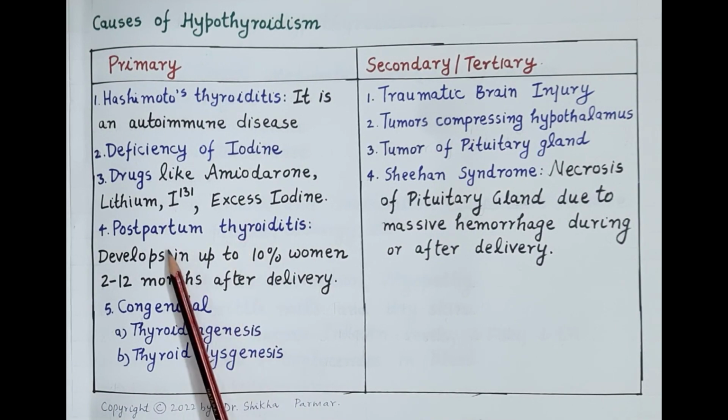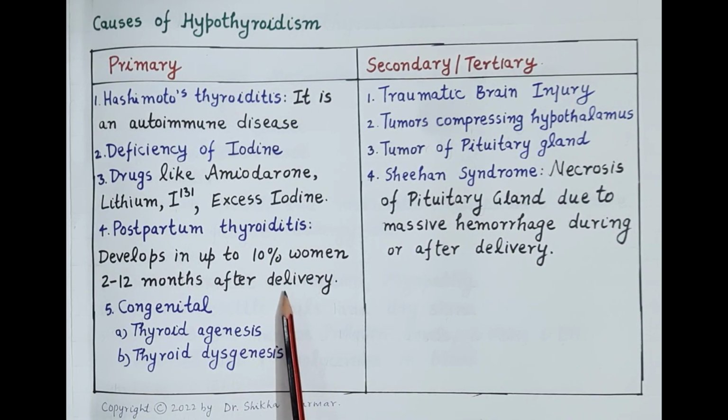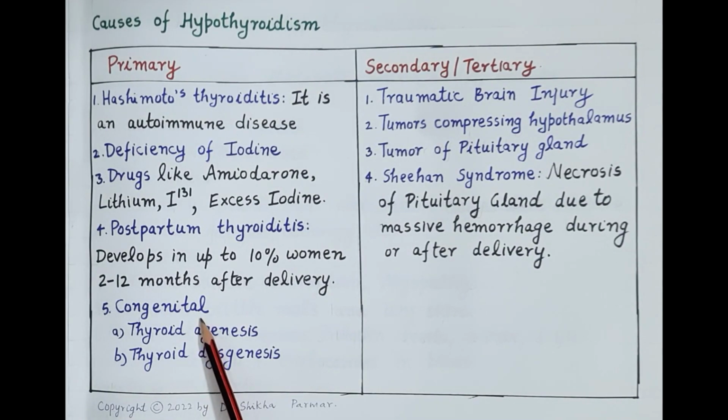Another cause can be postpartum thyroiditis. Now it develops in around 10% women 2 to 12 months after the delivery. Now this type of hypothyroidism usually resolves on its own. Another cause of primary hypothyroidism is congenital hypothyroidism. Now congenital hypothyroidism affects infants right from the birth. Now non-development of thyroid gland is called as thyroid agenesis, while abnormal formation of the thyroid gland is called as thyroid dysgenesis.